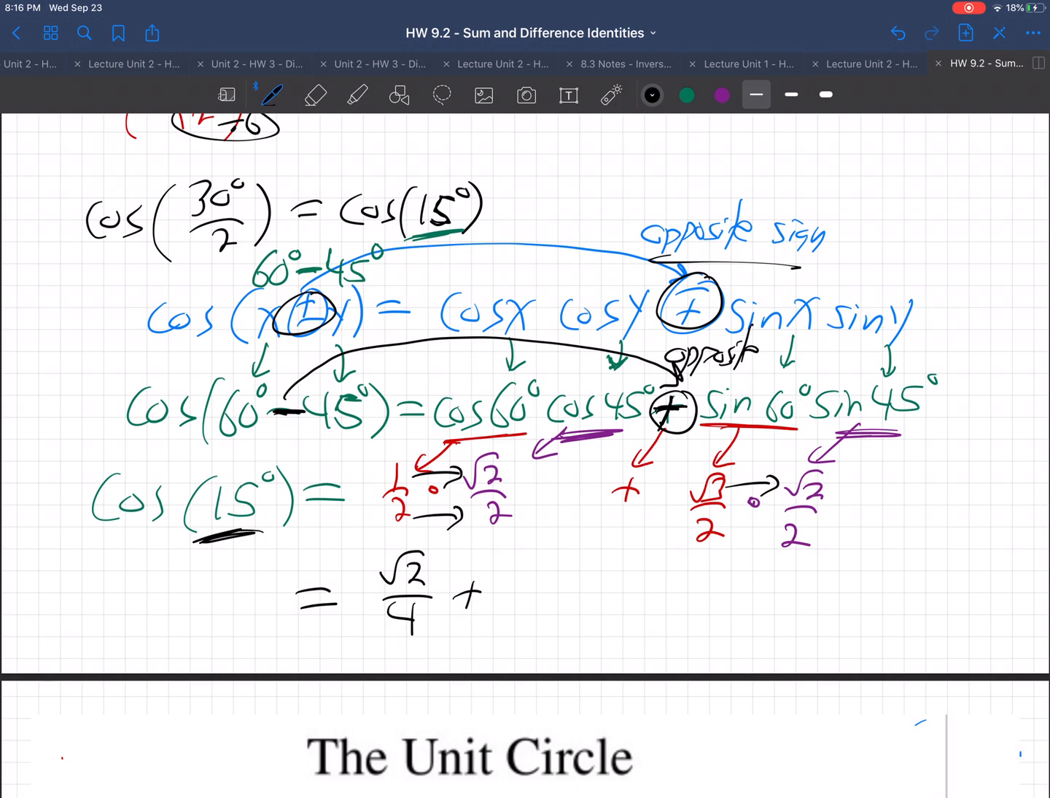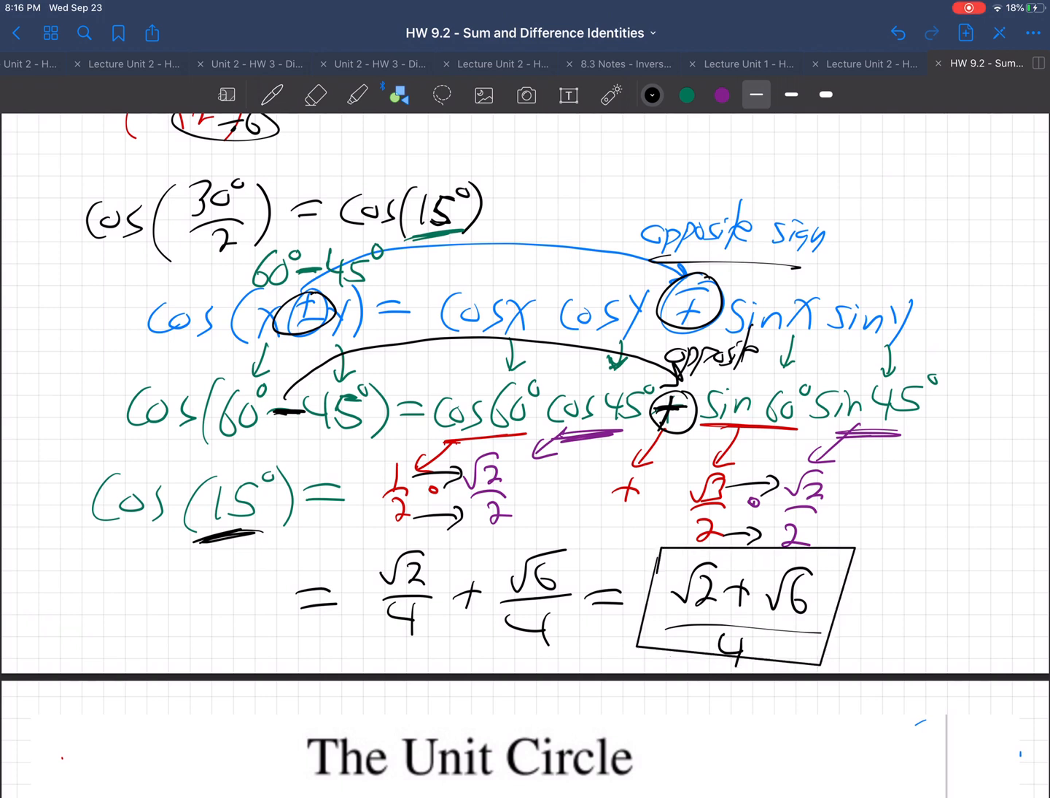So what do we get here? Now this is root 3 times root 2 is root 6, over 2 times 2 is 4. So that's root 2 plus root 6, all over 4. There it is, the exact answer for cosine of 15 degrees. There's cosine of 15 degrees exactly with no decimal rounding. And we did it by using the cosine sum of angles, or difference of angles actually, formula.